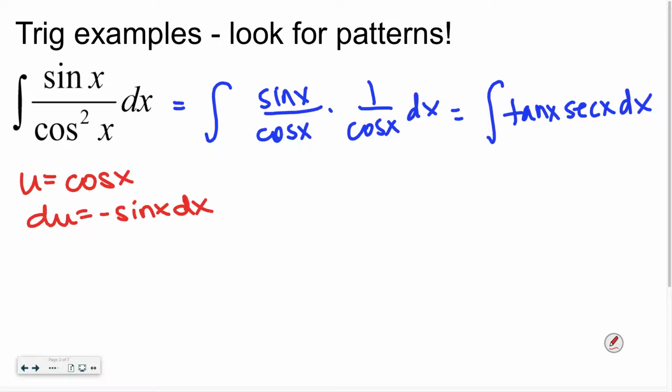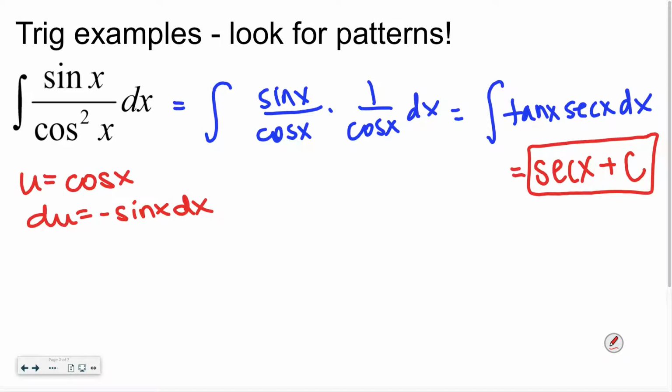Okay, so watch this. We have 2 different ways to do this problem. Some of you talked about using trig identities to change this to secant x tangent x. And Eli, what's the antiderivative of secant x tangent x? Or if you don't recognize that, not a problem, we can let u equal cosine x. Du would be negative sine x dx.